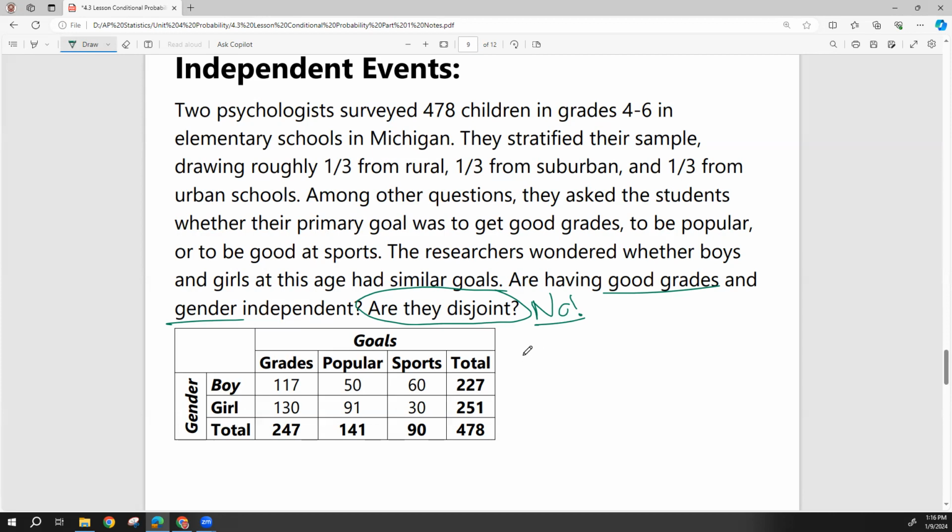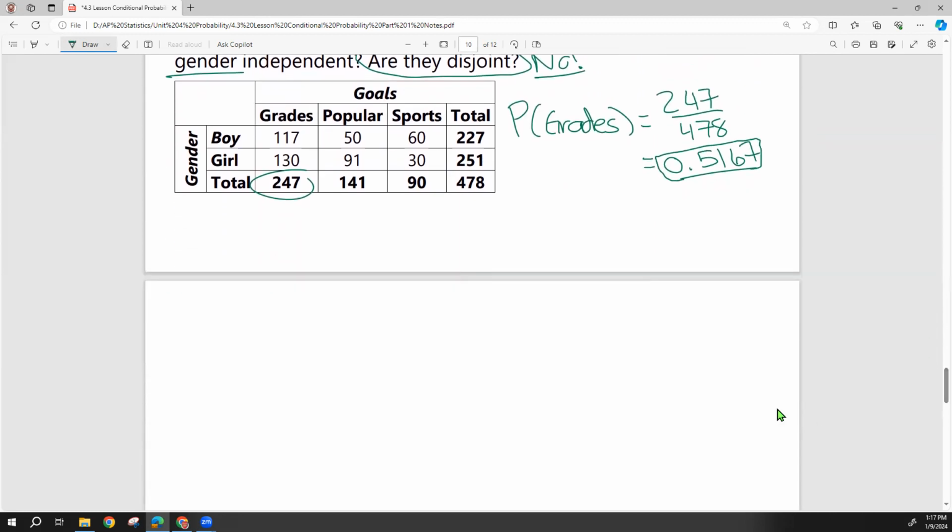Let's look at the independence. So let's first find the probability that grades was your thing of interest. So 247 students out of the 478 said grades was the most important thing, which gives us a probability of 0.5167. So if we were to just randomly select a student from the whole group, there's over a 50% chance that that person was mostly interested in grades.